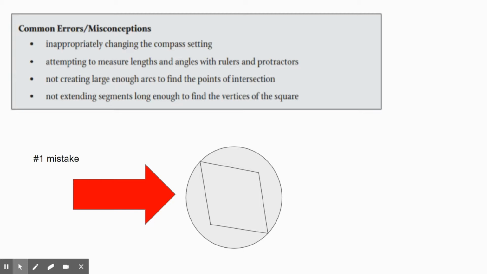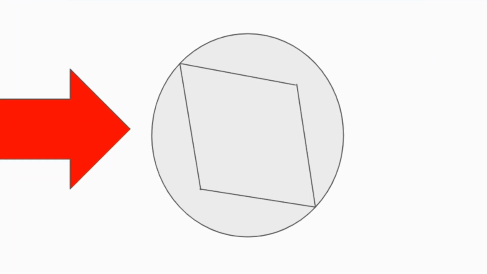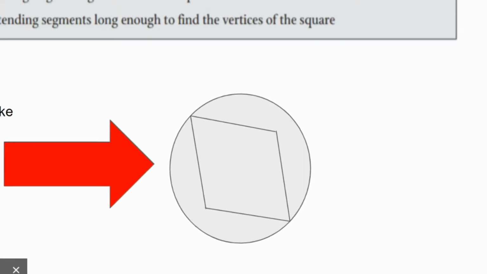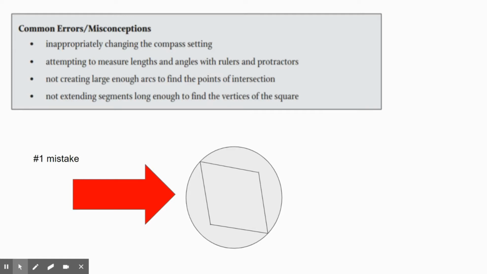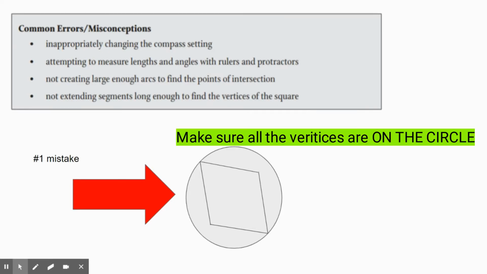Here are some common misconceptions. The number one mistake I see people make is they put the actual point of the square on the intersection of the arcs, and you will get this picture right here, which is not a square. So just be careful. Make sure that all of the vertices are on the circle.